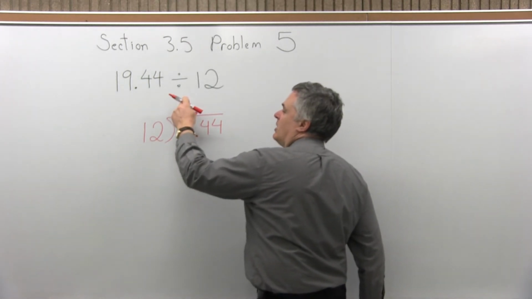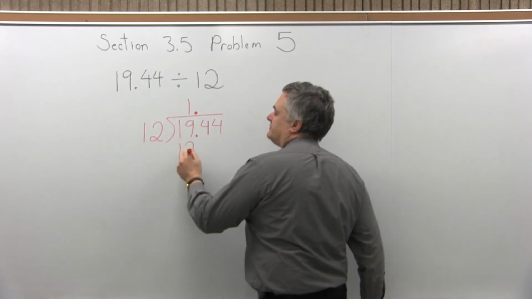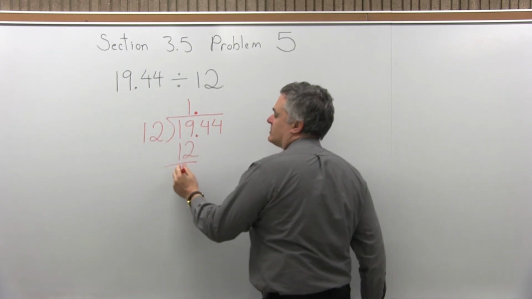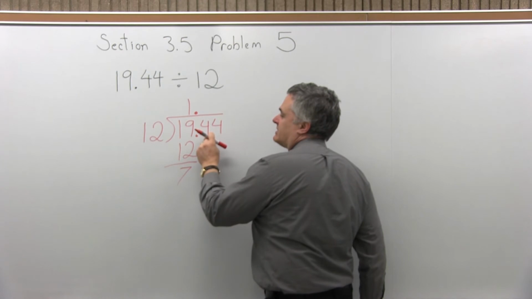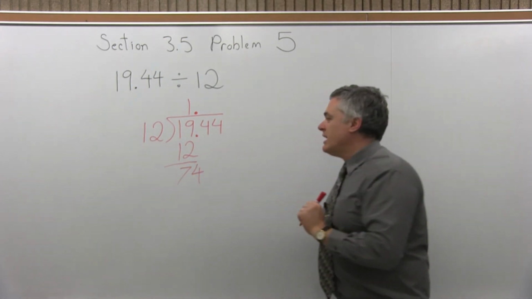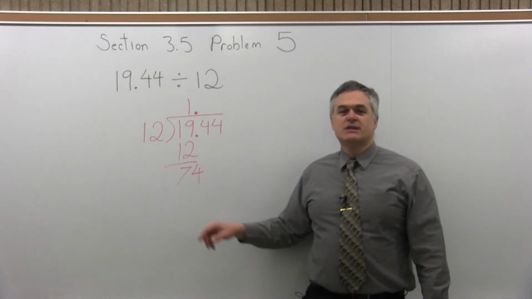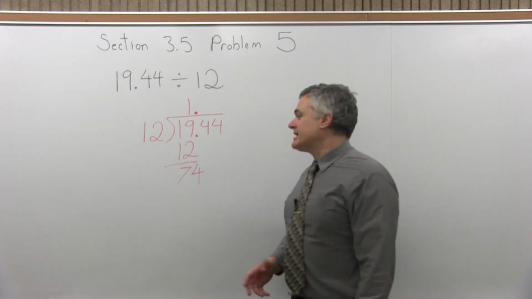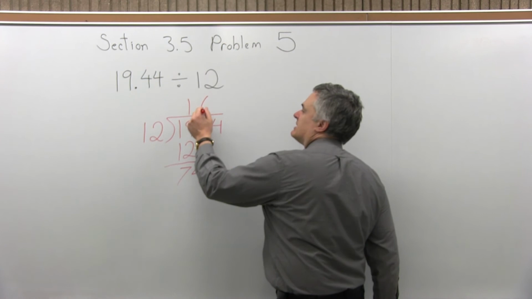Put a 1 up here. 1 times 12 is 12. Then 19 minus 12 is 7. The next digit over is a 4. So that 4 will come down next to the 7 that we just got. And now you want to see how many times 12 will fit into 74. The closest you can go is 6. So put the 6 up top.